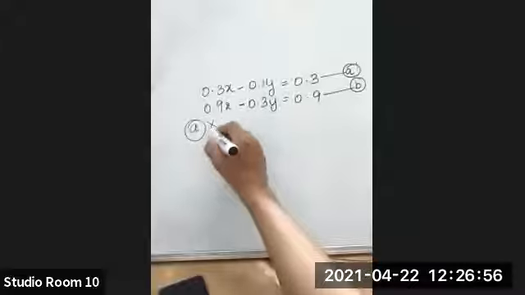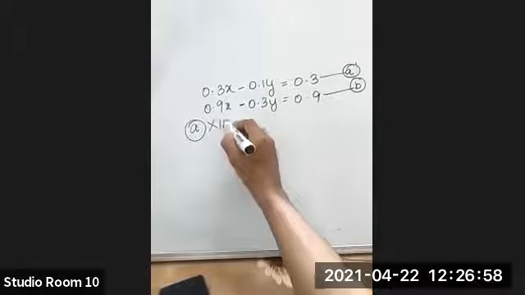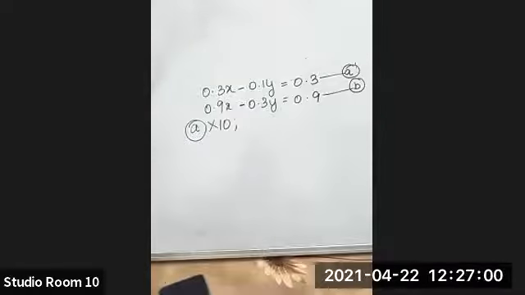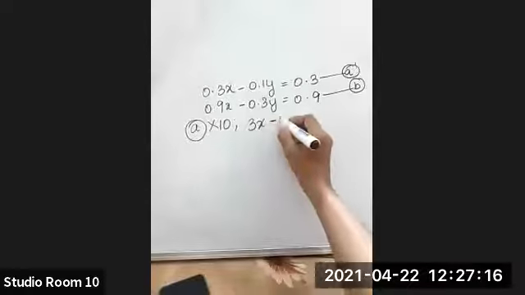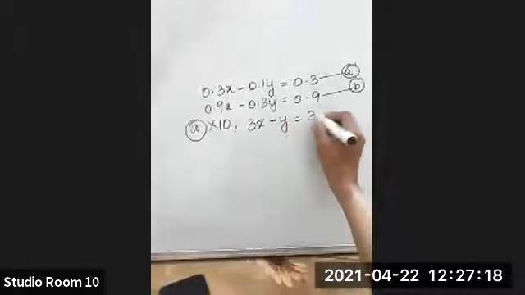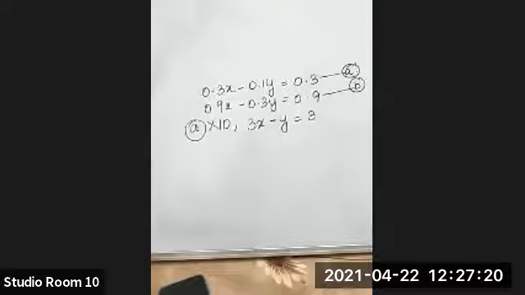To remove that, I'm multiplying the whole equation by 10. First equation into 10, you multiply throughout by 10. After the decimal, one place is there. To remove the decimal, it will become 3x minus y is equal to 3. And name this as the first equation.